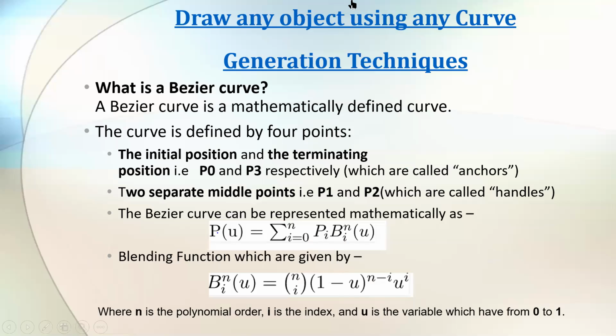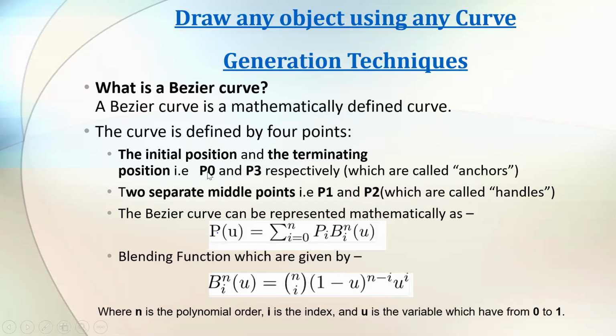So now you have curve generation algorithms. In this particular curve generation algorithm, we are going to use a Bezier curve. So how to use a Bezier curve? A Bezier curve is a mathematically derived curve, so you have formulas for that. To draw a Bezier curve, always remember you have to give an initial position and a terminating position. That means the first point and the last point. Let me call them P0 and P3 respectively, and they are called anchors.